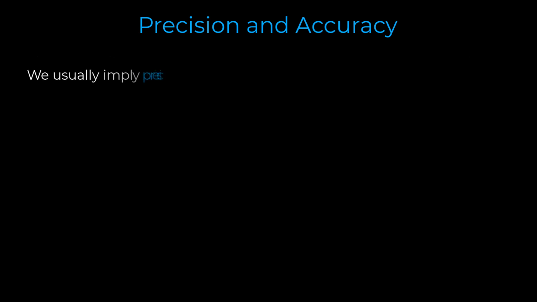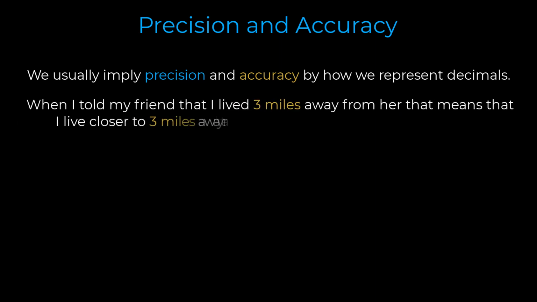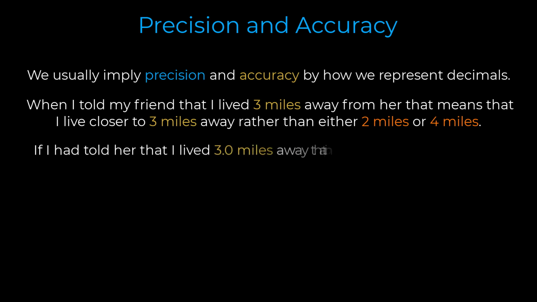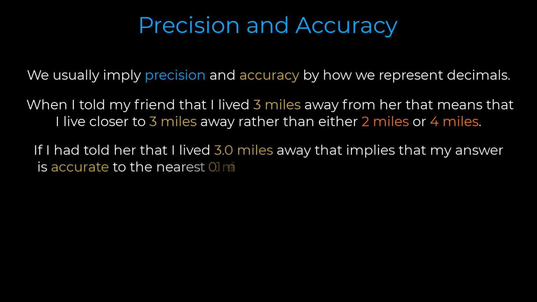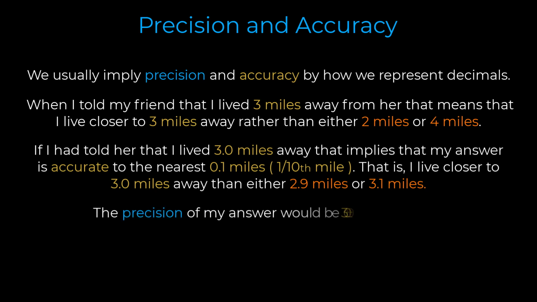We usually imply precision and accuracy by how we represent decimals. When I told my friend that I lived 3 miles away from her, that means that I lived closer to 3 miles away rather than either 2 miles or 4 miles. If I had told her that I lived 3.0 miles away, then that implies that my answer is accurate to the nearest 1/10th of a mile. That is, I live closer to 3.0 miles than either 2.9 miles or 3.1 miles. The precision of my answer would be 3 miles plus or minus 0.05 miles.